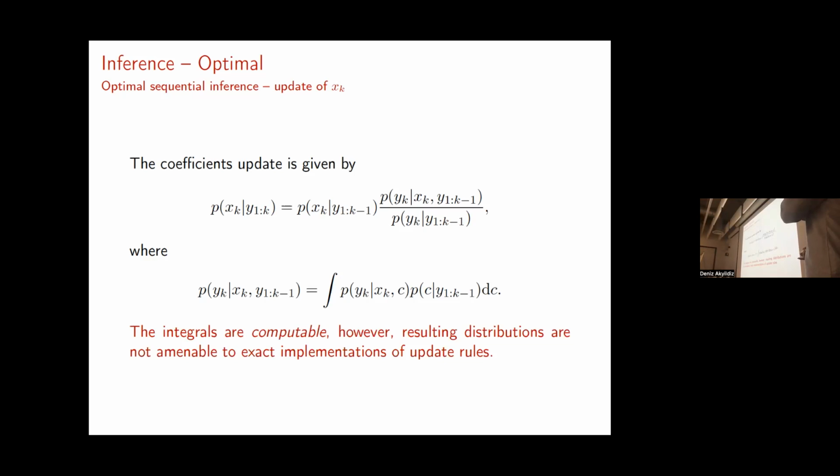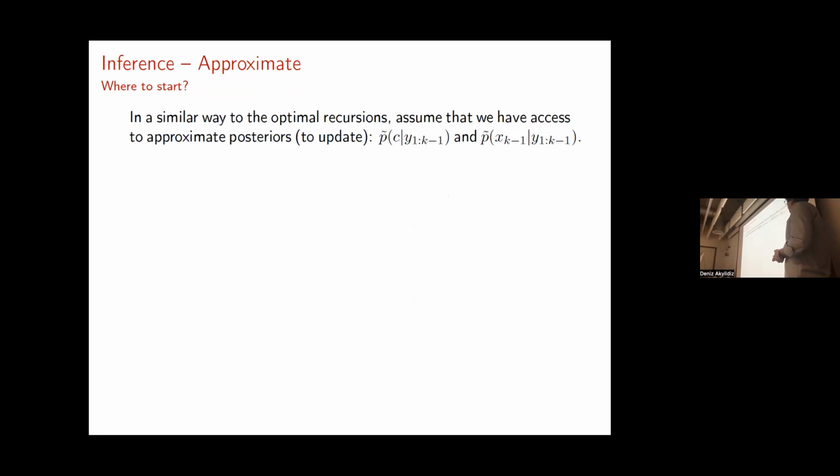So these integrals are computable. That's not very good news, because the resulting Gaussians are going to have some form. Surprisingly, it's not actually going to allow us to do this update exactly. So then what can we do? Approximate inference.